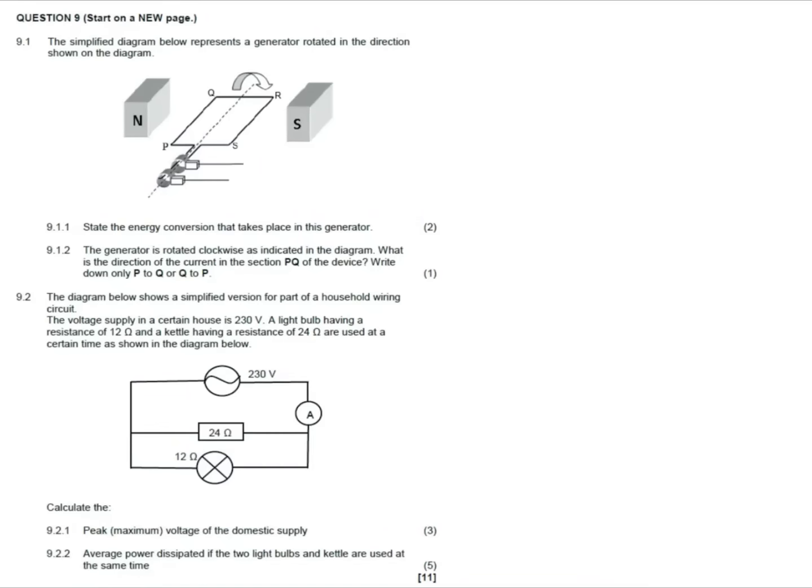Okay, so here we have another one, question 9, the fourth question. It says the simplified diagram below represents a generator rotated in the direction shown on the diagram. 9.1.1 says state the energy conversion that takes place in this generator. This is a generator, so we already know the energy conversion is what? Mechanical energy to electrical energy. Mechanical to electrical energy.